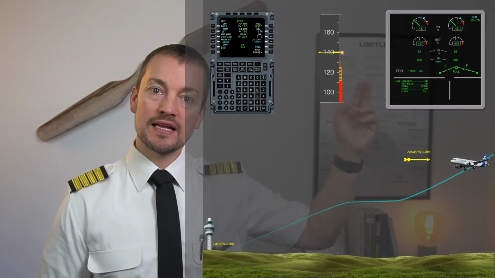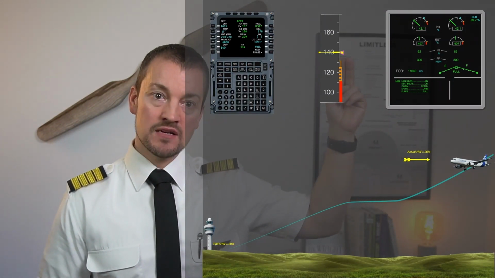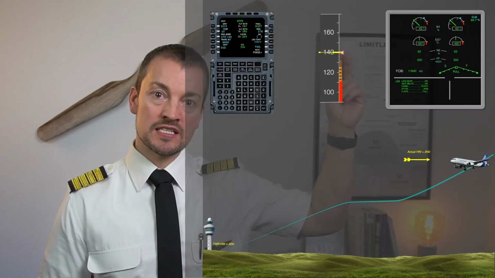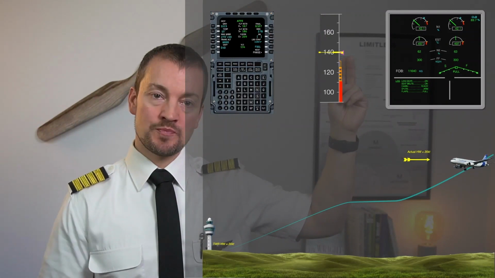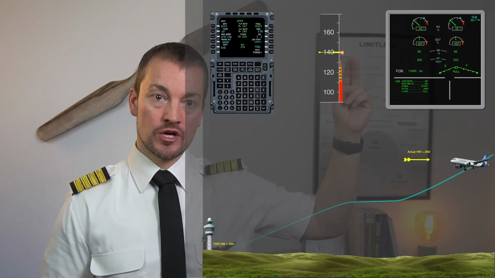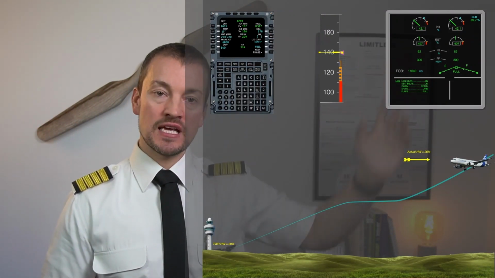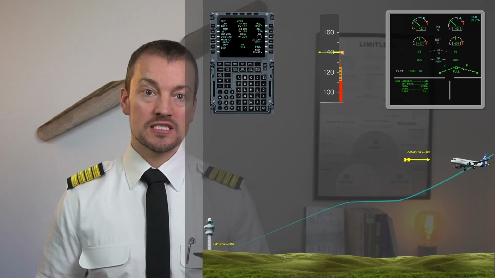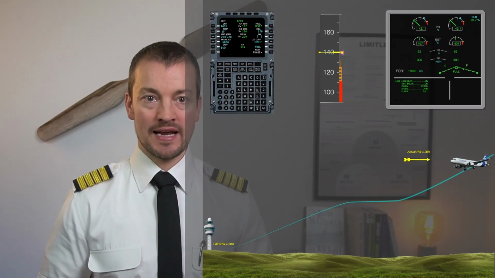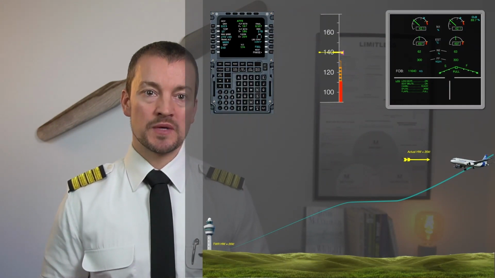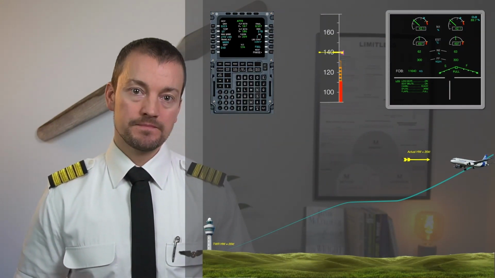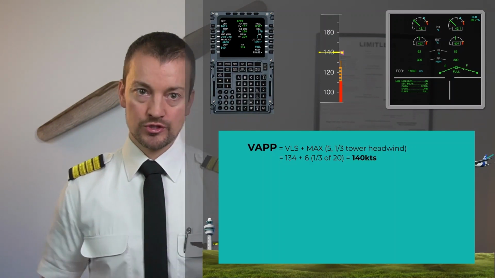The speed target is now obtained. V approach is the magenta triangle right here. This is from managed speed as the ground speed mini function is working. And the thrust on the engines is stable to maintain that speed. Let's look at how the individual speeds are now calculated, starting with the V approach.